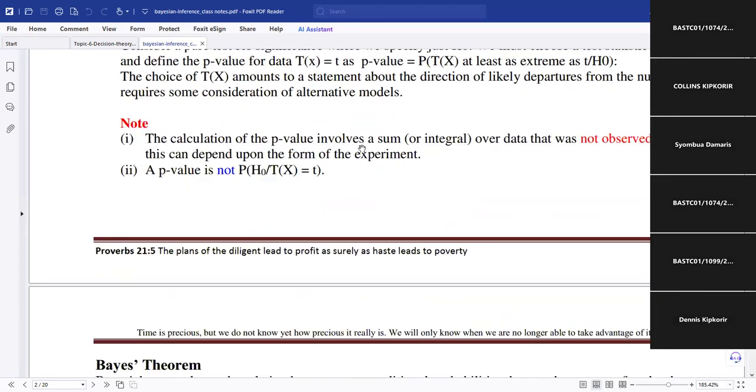The calculation of the p-value involves a sum or an integral. Normally, this is just the probability under the curve, so that you get the p-value for each and every test, whether it is a t-test, a normal distribution and such. And the p-value is not the same as the probability of H naught given T(x) equal to t.